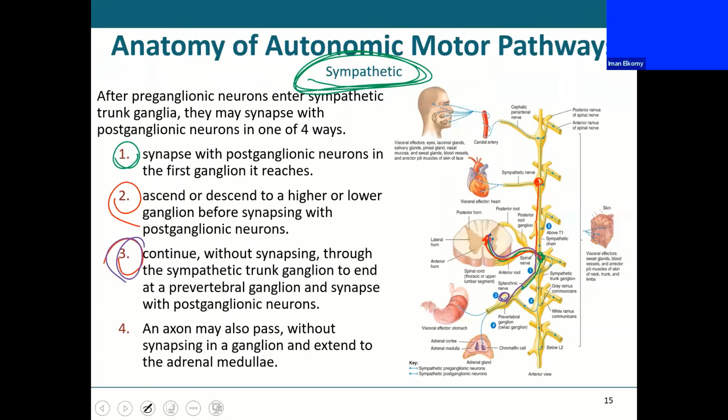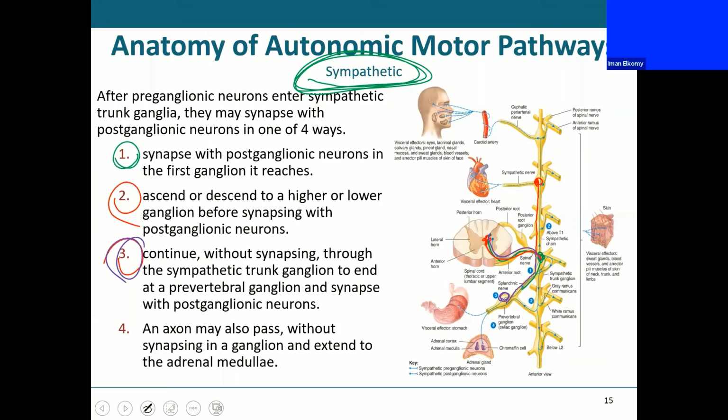Are we good so far? My first option: my preganglionic neuron leaves the spinal cord, goes to the first sympathetic ganglion, the closest one to it, and synapses with a postganglionic neuron. My second option: my preganglionic neuron goes to that sympathetic ganglia that's closest to it, goes up or down, and then synapses at a different level with my postganglionic neuron.